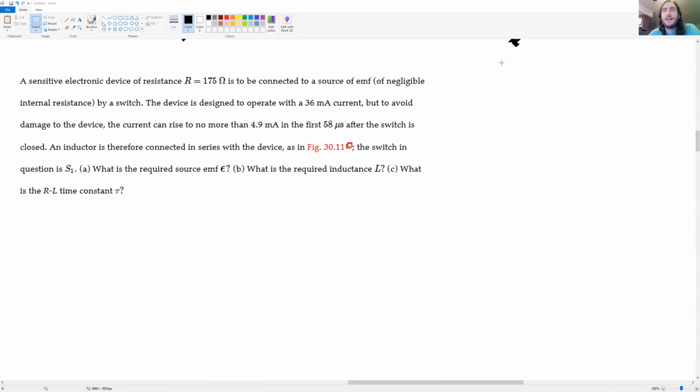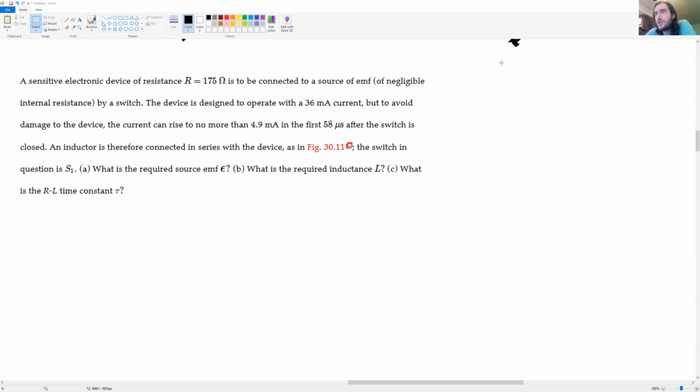So this is the example. I'll read it one time. A sensitive electronic device of resistance 175 ohms is connected to a source of EMF, so a source voltage like a battery, by a switch. The device is designed to operate with a 36 milliamp current, but to avoid damage to the device, the current can rise to no more than 4.9 milliamps in the first 58 microseconds after the switch is closed. An inductor is therefore connected in series with the device. It's just a series RL circuit that we just saw above.